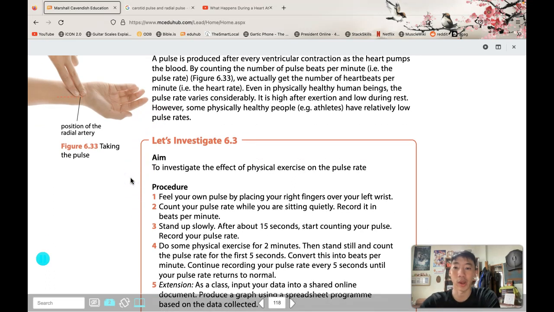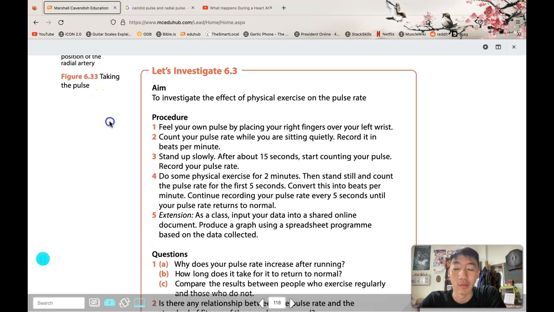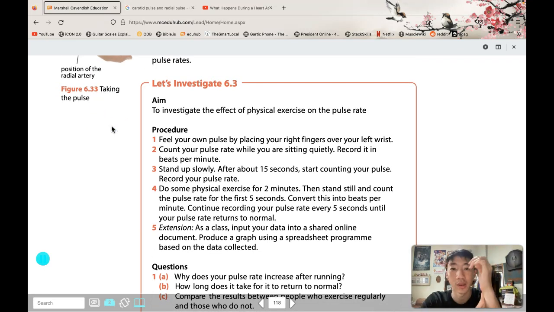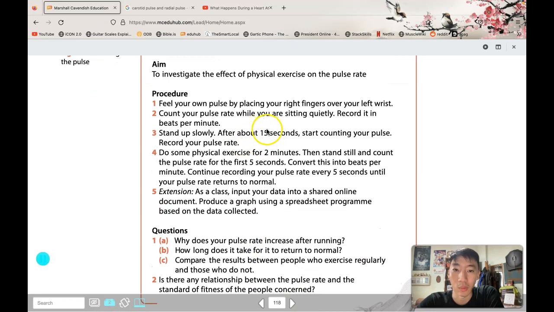Just want to try this with you, so you can test your own pulse. This is called taking your radial pulse. The radial pulse is found on your wrist. You can choose either your left or your right, depending on if you're left-handed or right-handed, and you just feel it. Usually we will count for 30 seconds to avoid error, and then we will multiply it by 2. A pulse is always the number of pulses per minute. So if you count for 15 seconds, you will need to multiply by 4 to get to 1 minute.